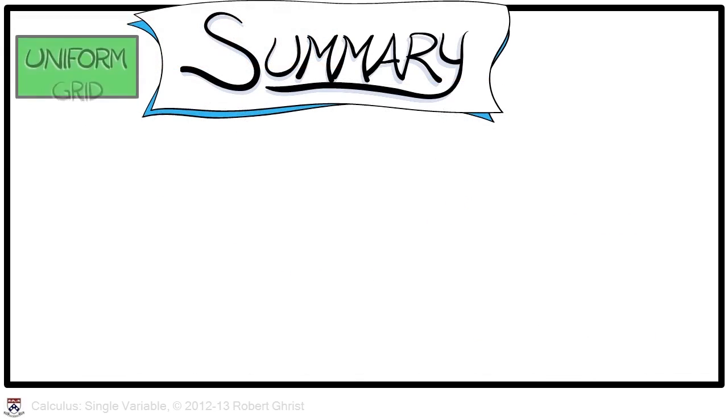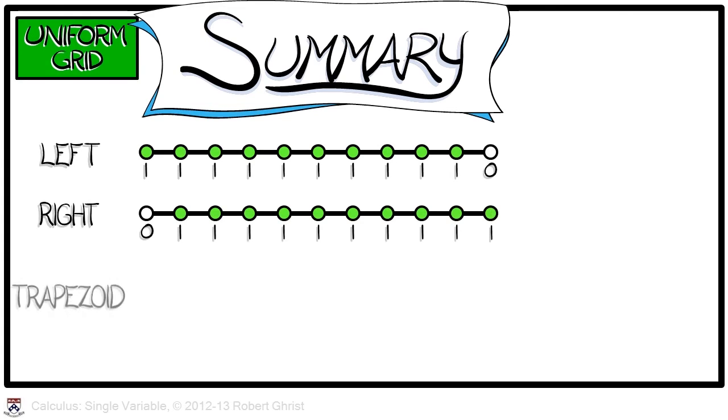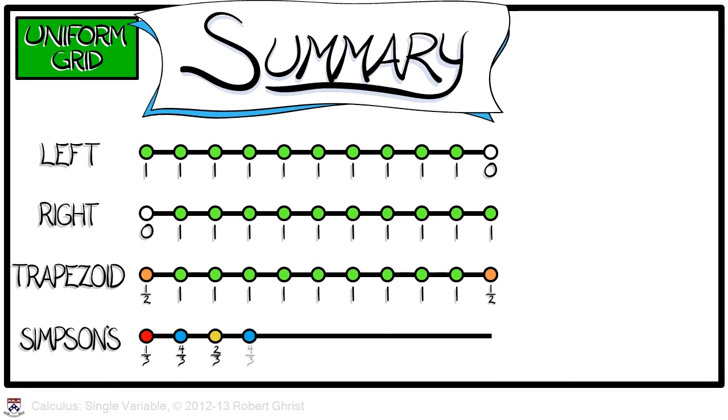Let's summarize our integration methods under the assumption of a uniform grid of step size h. In this case, all of the methods can be described in terms of the weights that are placed on the sampled function values f sub n. In the left and the right Riemann sums, we simply ignore one of the endpoints, whereas in the trapezoid rule, we're averaging things together. Simpson's Rule, as we saw, has a more complicated system of weights.